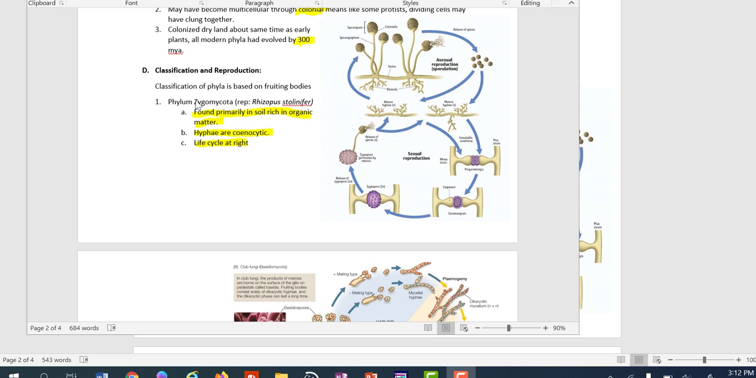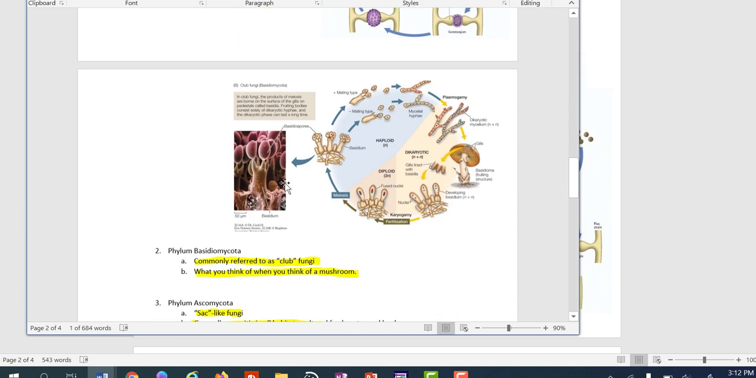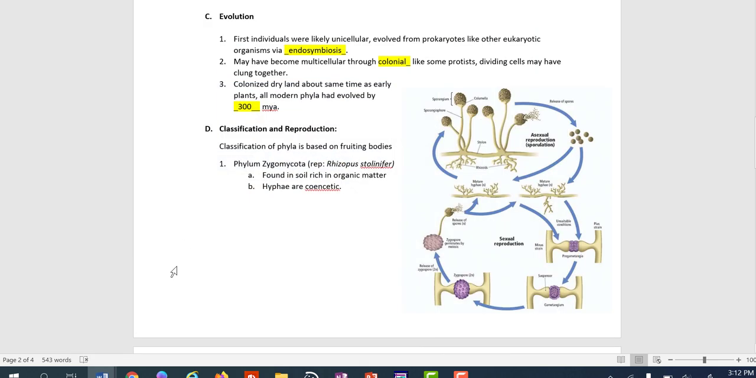Okay, so just to reiterate, what I want you to focus on is that mycota refers to fungi, and zygo, this group, phylum Zygomycota, has a reproductive structure that is a zygospore. All right. If we move on to the next group, these are the classic group that you think of, and I'll write this down here for you.